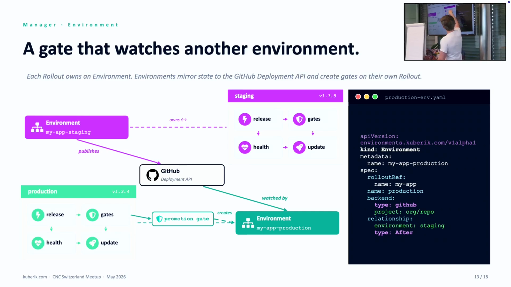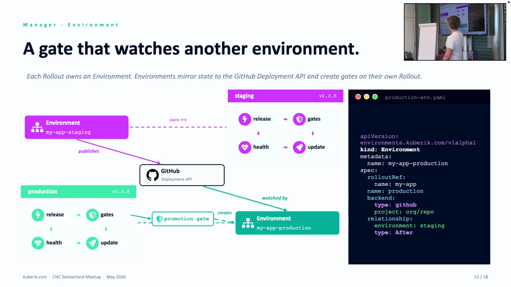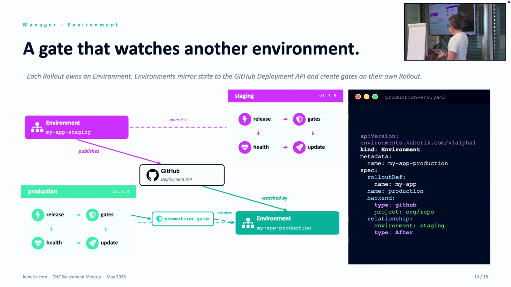So staging runs in a loop. It notifies that some version is healthy. It posts that to the deployment API. Production environment watches that and says, OK, for that version that's healthy in staging, I can deploy only those versions that are healthy in staging. And it fires up its own loop.